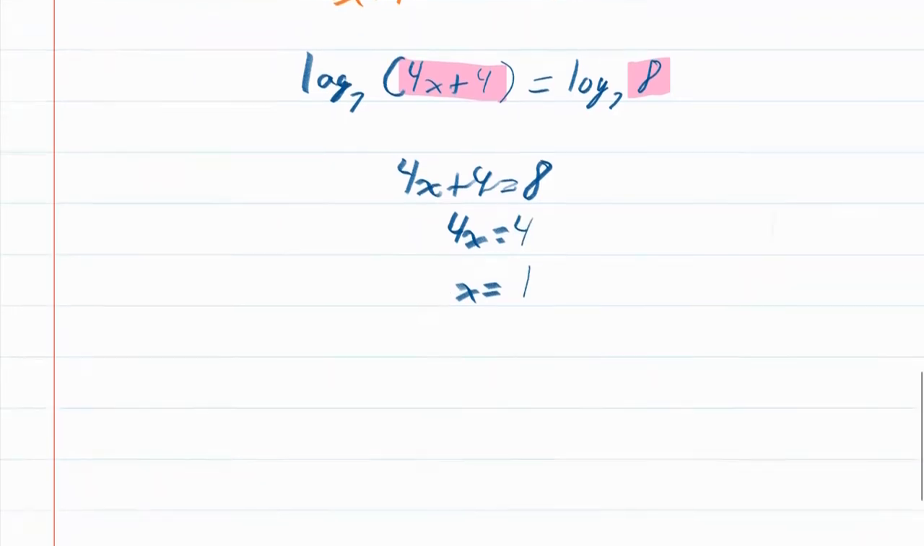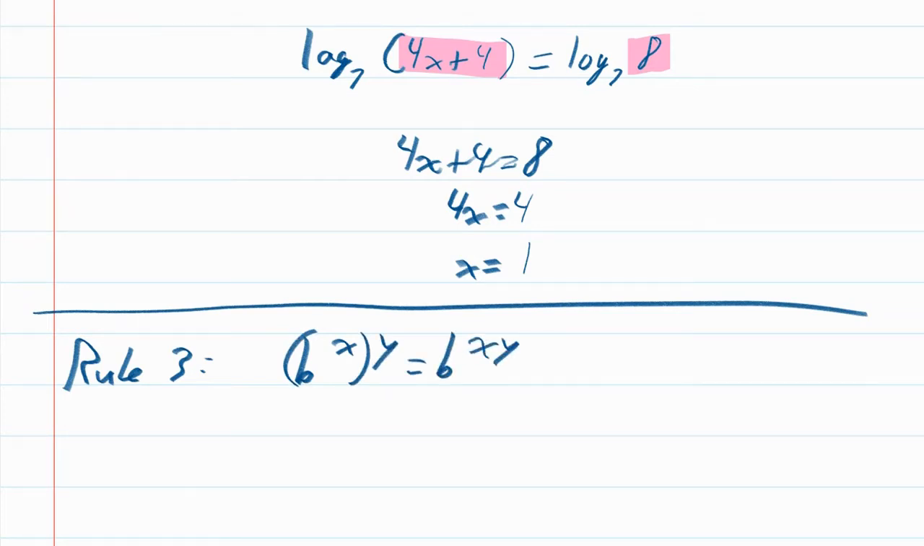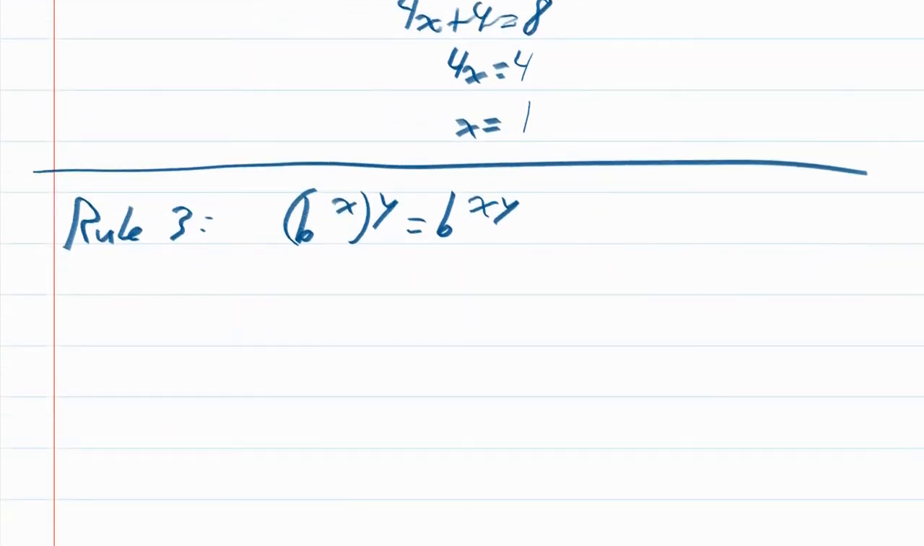Okay. Continuing on, let's talk about the third rule of exponents first. Rule 3, b to the x to the y power equals b to the xy. Power of powers rule is what this one is. And the reverse of this is really tricky. This is reverse 3, and this is my favorite of them because it makes things a lot simpler.